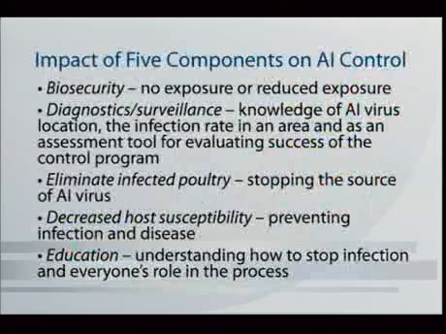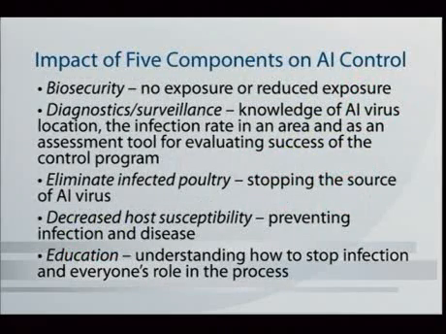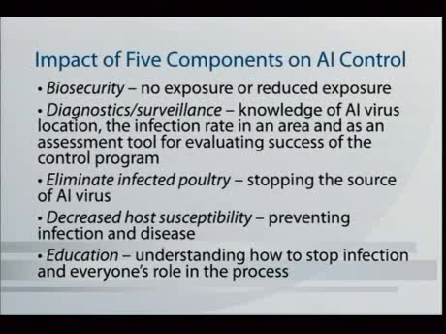Now, as we look at each of these 5 components in the control program, they each have individual contributions to avian influenza control. One, biosecurity is very important because it prevents exposure, or at least reduces exposure, of the susceptible host to the pathogen or avian influenza virus. Diagnostics and surveillance are very important because they give us knowledge of the location of the avian influenza virus within that population or within that particular region or compartment. It also tells us if the infection is widespread or very rare, i.e. the infection rate in the area. And it can be used as an assessment tool to tell us how successful our control program is.